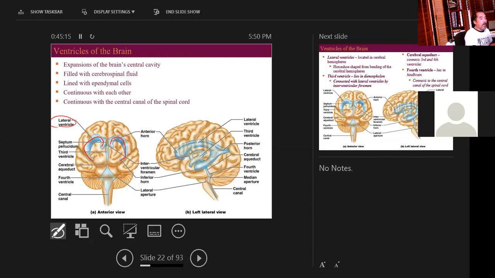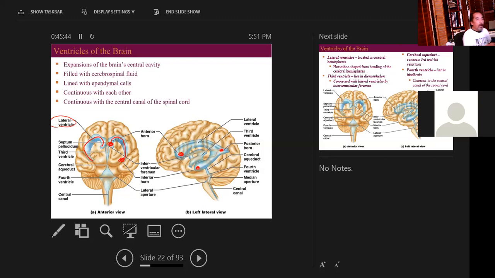So we've got different parts of the lateral ventricle. We've got the anterior horn here, we have the posterior horn here, and we have the inferior horn here. Okay, so those are the different parts of the lateral ventricle. So when I see the lateral ventricle, I'm at the cerebrum.